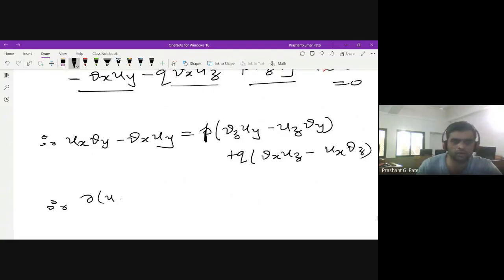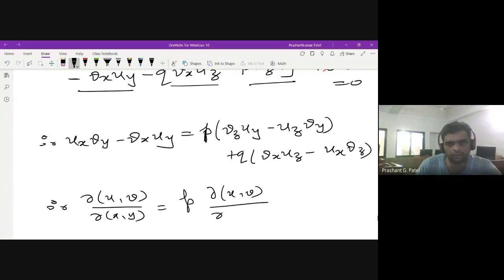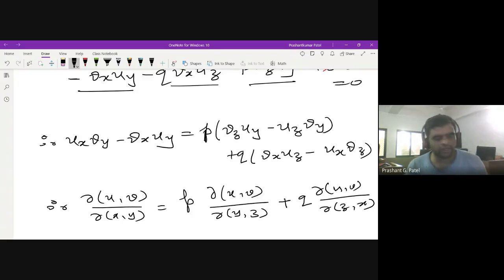Now if we write this quantity in terms of Jacobian, then you will have del uv by del xy equal to p into del uv by del yz plus q into del uv by del zx. So this is the quantity you will have here.